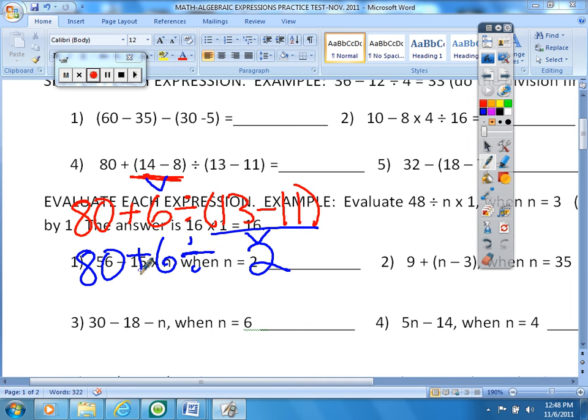I look at it, I've got an addition and I've got a division. Well, I have to do my division first. Bring it down. I've got a 3. I'll write down what I haven't done. 80 plus 3 is 83.